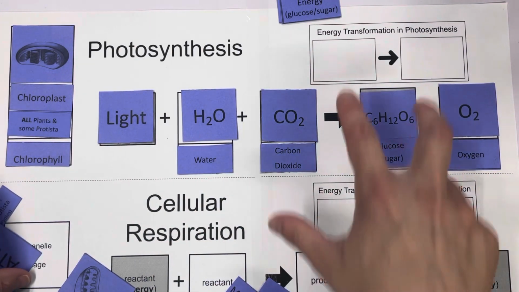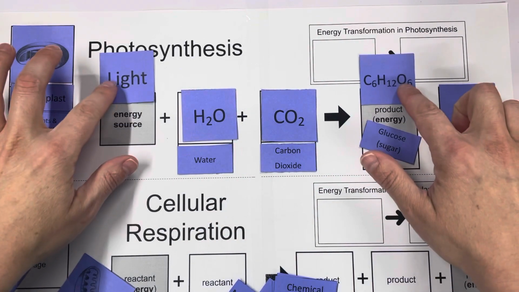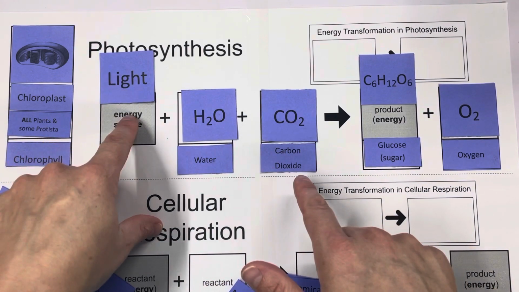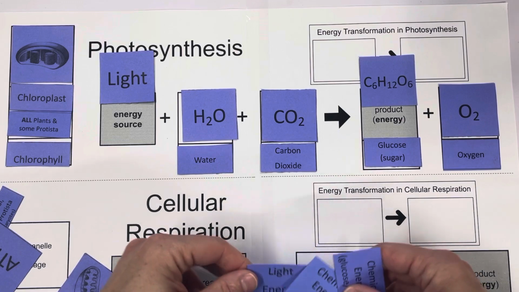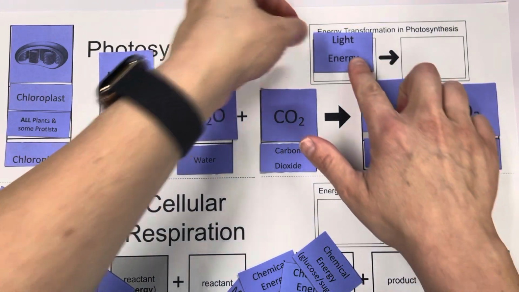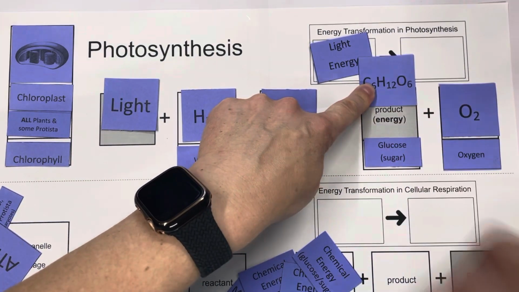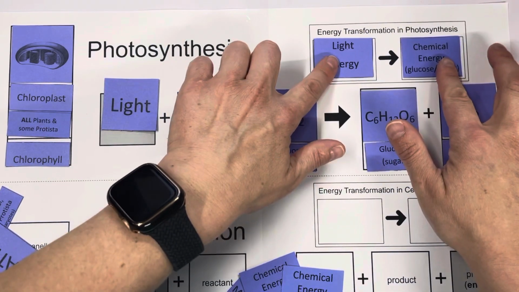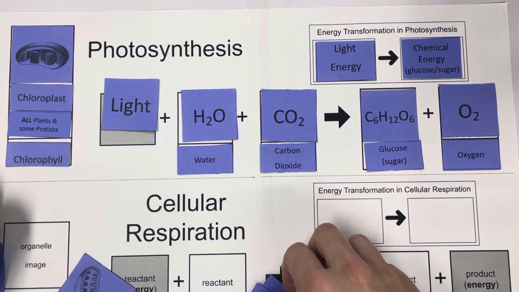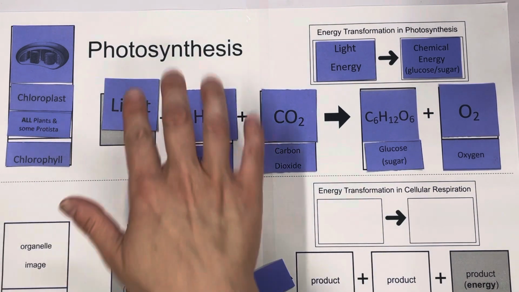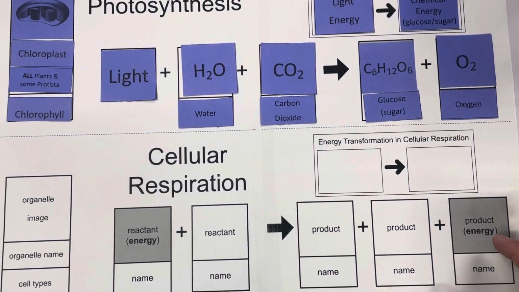All right, now we have up here this energy transformation. So, energy. We went from light energy to sugar energy, okay? So, light energy, our transformation, we went from light to glucose. Glucose is a chemical energy. All right, so we have finished photosynthesis. Those are the notes on photosynthesis. Now let's talk about cellular respiration.